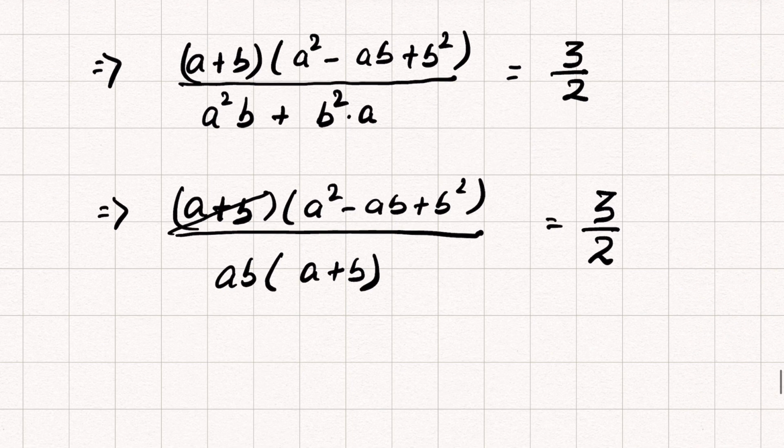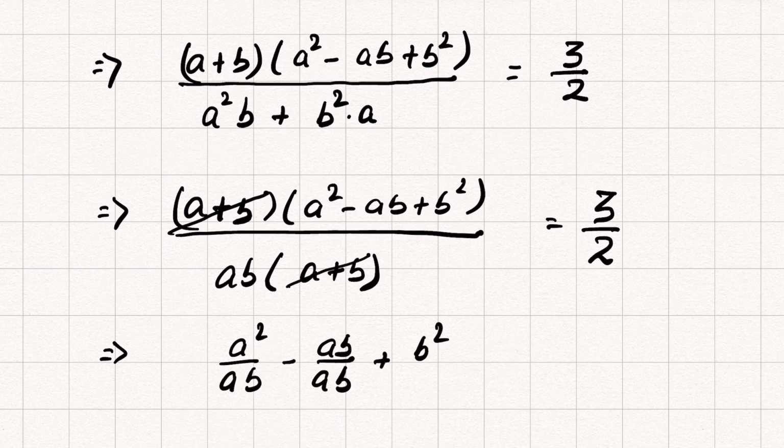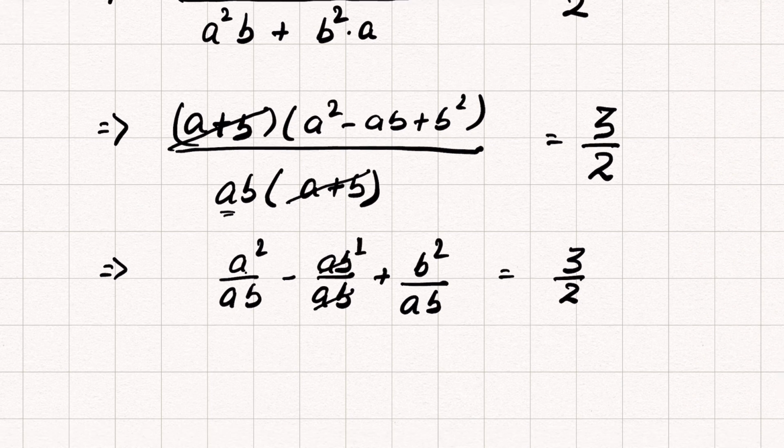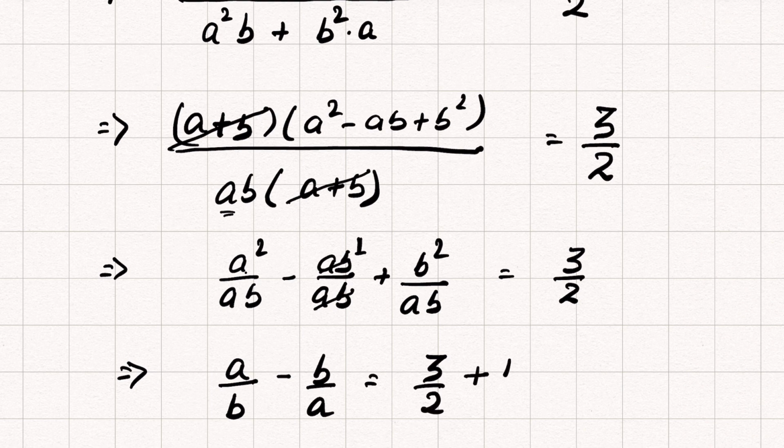This a plus b and a plus b get cancelled. Now we have a square upon ab minus ab upon ab plus b square upon ab, the denominator common for all these three, is equal to 3 upon 2. This ab and this ab get divided. Here it is 1. A square divided by ab is a upon b, minus 1, plus b upon a is equal to 3 upon 2. This 1 we send to the right hand side, so it will be plus 1.